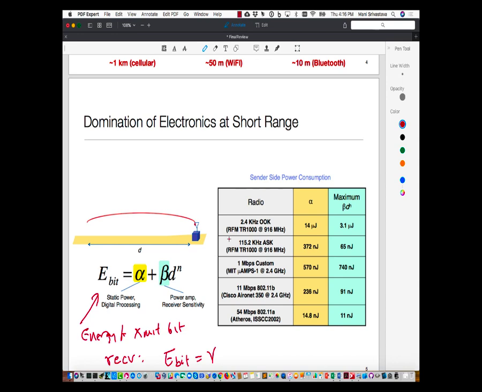Is alpha related to the transmitter electronics? Yeah, it's basically electronics. It's like the algorithm you are using to encode the data, modulate the data. Whereas beta is purely the efficiency of the power amp, as well as the sensitivity of the receiver. So I have two different ways of messing around with this term. One is I can pump out more power, or alternatively I can make my receiver more sensitive so that for the same power it can still receive this.